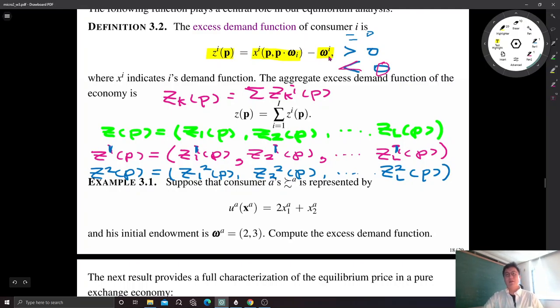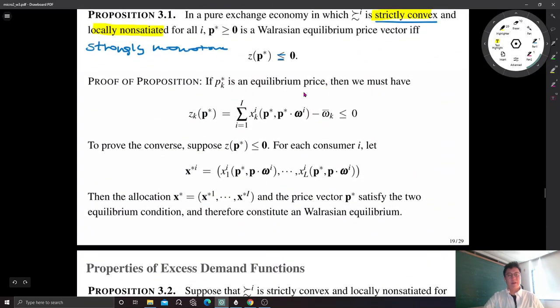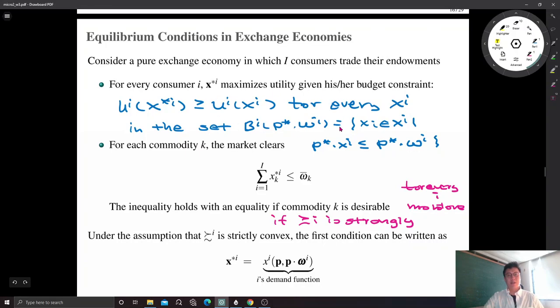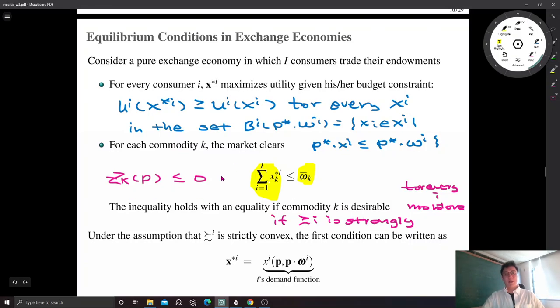But if some goods are neutral, if good K is neutral, then we may have excess supply. Right, so the proof is very simple, because it is immediate from the two conditions of equilibrium: the utility maximization condition for equilibrium in a pure exchange economy, and the market clearing condition. Market clearing simply means that the aggregate demand for good K minus the aggregate supply, in the absence of production, is non-positive. In terms of the aggregate excess demand function, this inequality can be written as Z sub K of P is lower than or equal to zero.